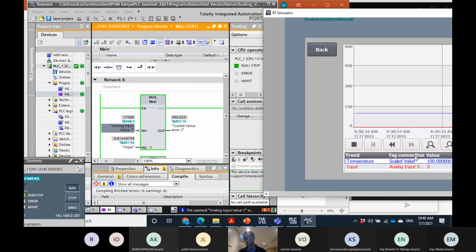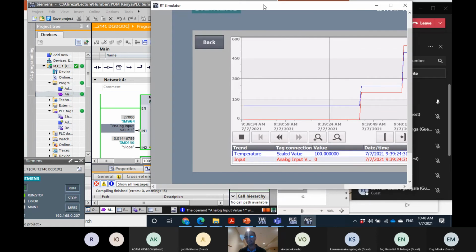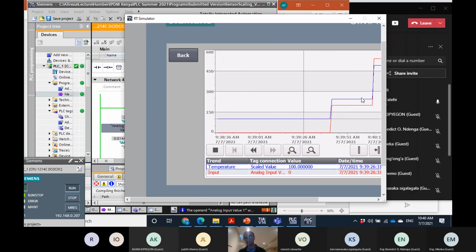Click on the trend, and then here you can see the change of the value during the time. Initially it was 0, which was equivalent to 100. The red signal is the analog input, and the blue signal is the scale value. Then I changed that to 10,000s, and this also changed to something around 245, and then 27,000s with this value.